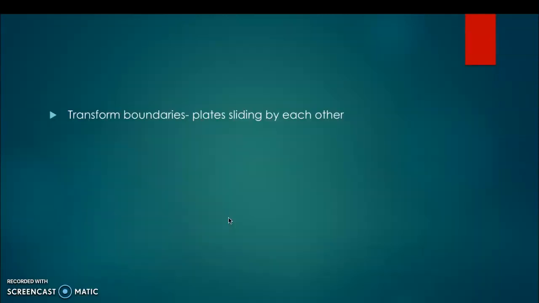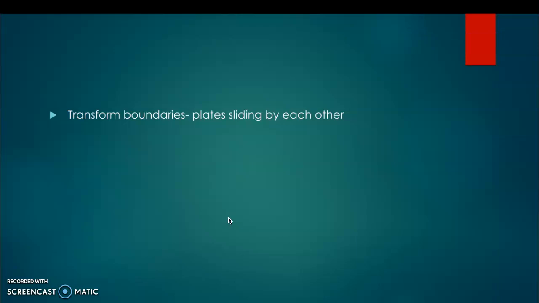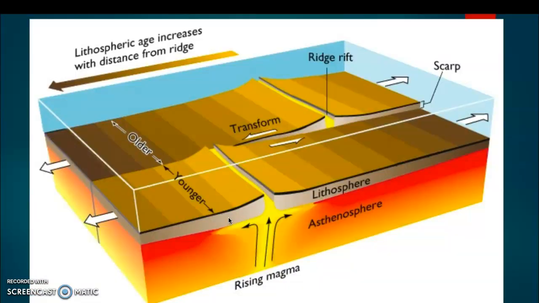And these are plates that are sliding past each other. They're going to cause earthquakes, but they're not going to have any lava spewing from them like we do on the mid-ocean ridge or on our convergent boundaries with our ocean, and ocean continent. So here's your transform boundaries. A good place for those transform boundaries is in the Pacific and also the San Andreas Fault in California.